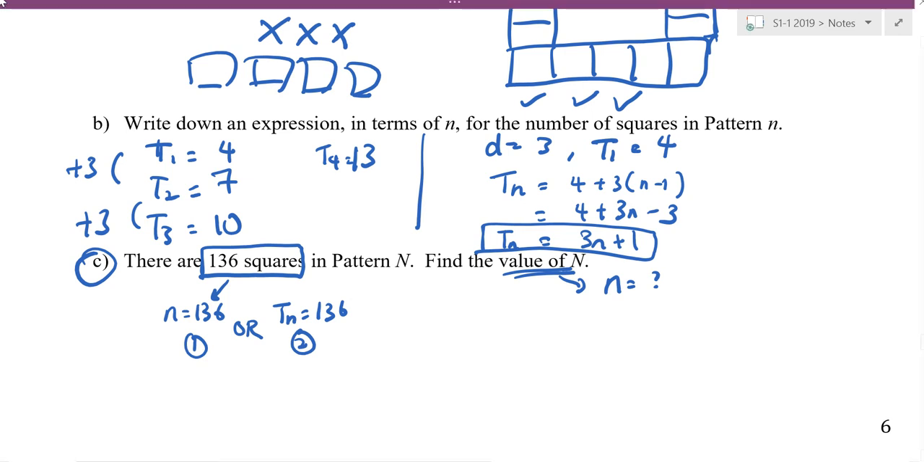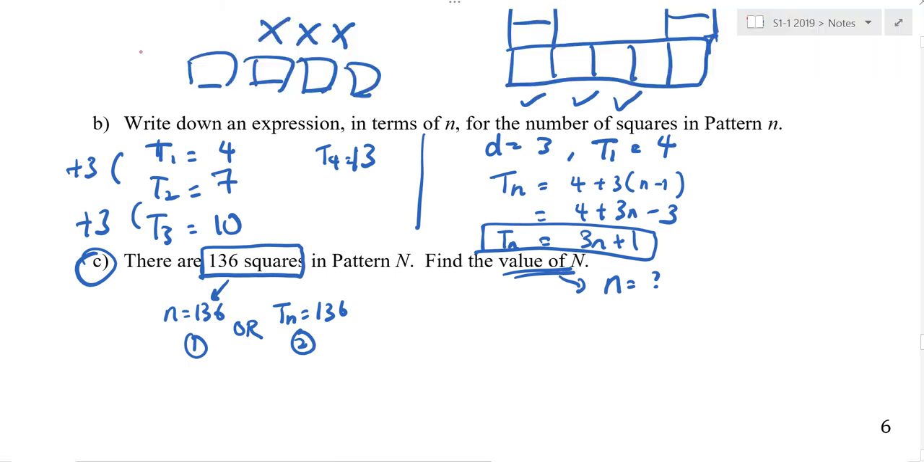So this is correct. I don't know. No, not important.